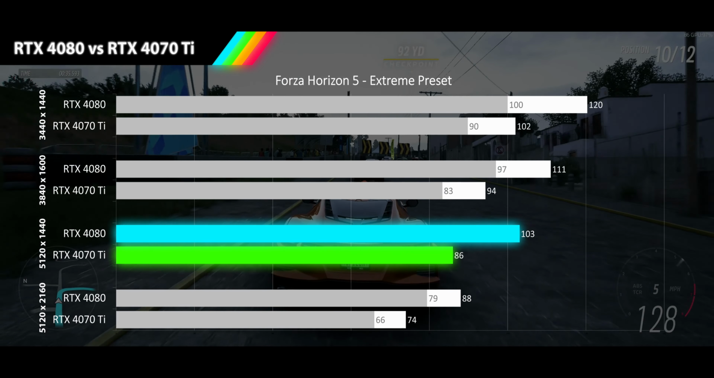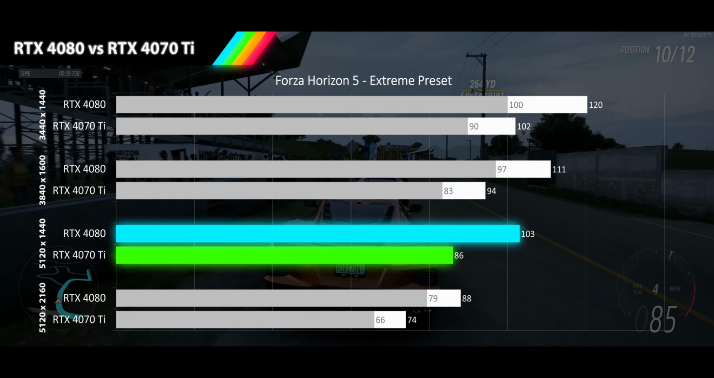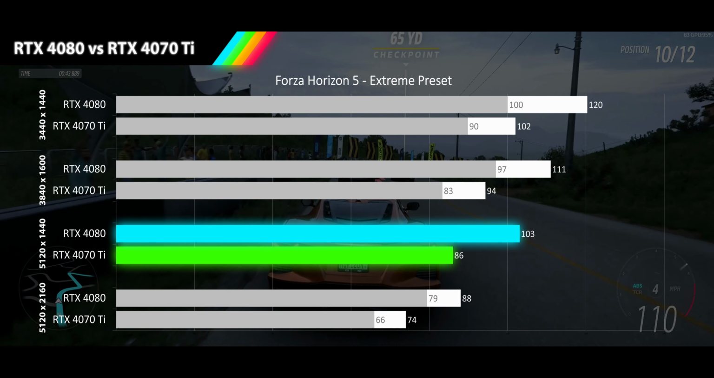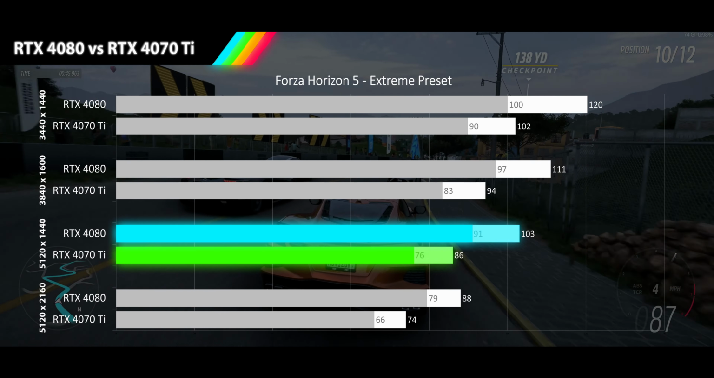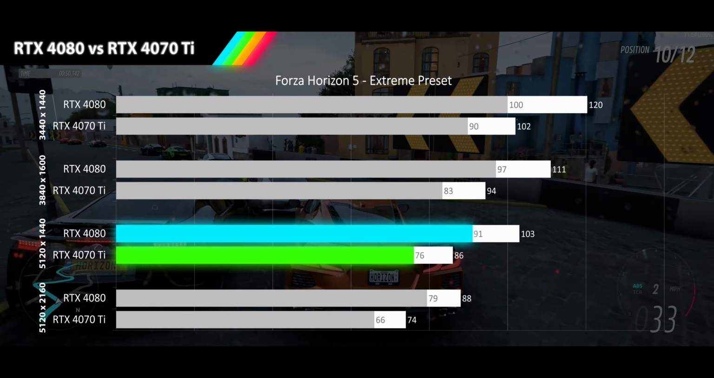At 5120 by 1440 Super Ultrawide, we see the 4080 stay in high refresh rates, delivering 103 FPS, 20% ahead of the 4070 Ti at 86 FPS. And the 4080's 1% low advantage now matches its average at 20%.